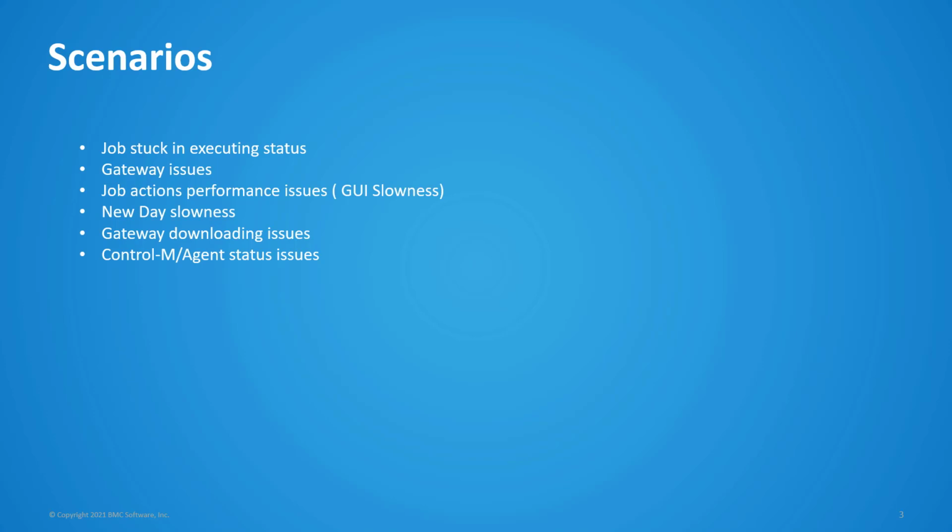If we are facing issues with the download in the gateway component, like it does not connect or keeps in downloading, the scenario gateway downloading issues should be used. Last but not least, if we have issues with the Control-M/Agent status, the last scenario should be used and is defined as Control-M/Agent status becomes unavailable.